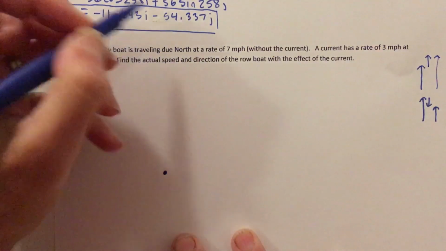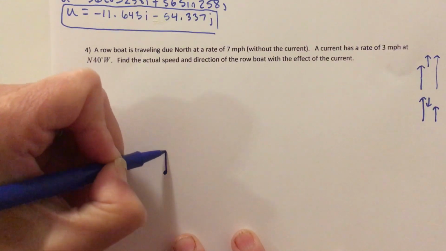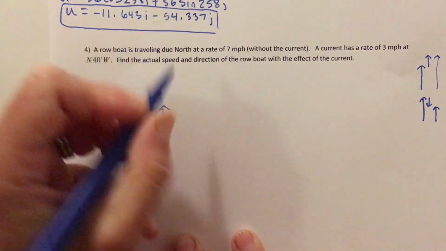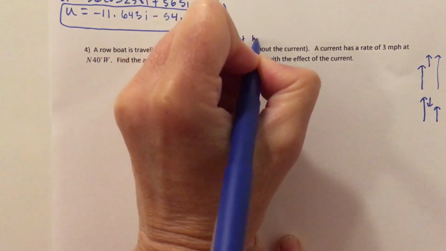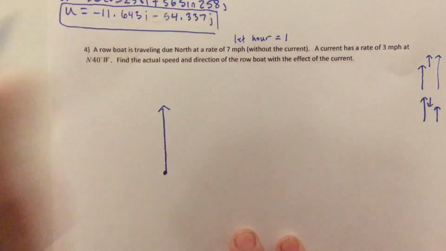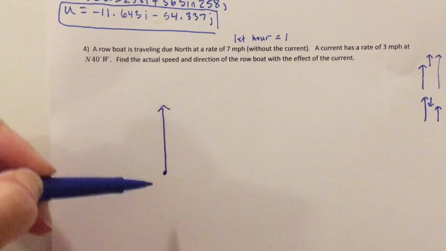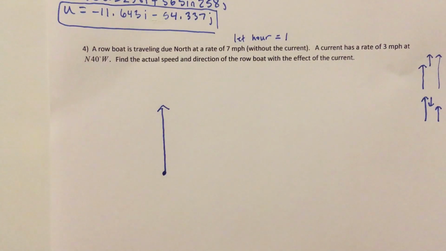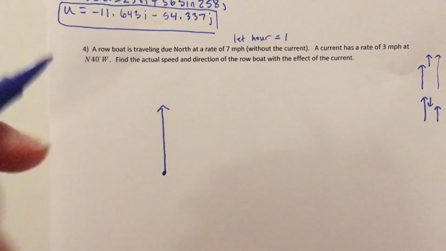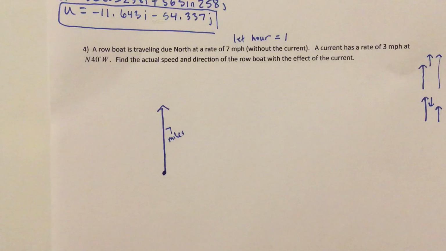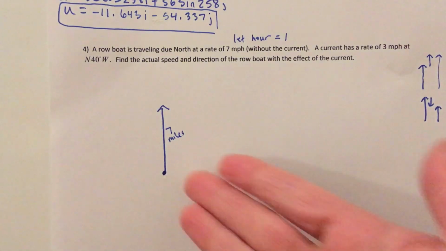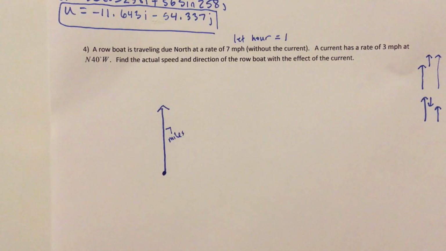It says the rowboat is traveling due north, so just go straight up, at 7 miles per hour. Now, what we always do is let the number of hours equal 1, because we want to know how long this is. After 1 hour, if you're going 7 miles per hour, you've traveled 7 miles. Of course, you can let the hours be 2 and say that's 14, but it complicates the problem unnecessarily. So we're just going to have it be 1 hour, which makes it go 7 miles.